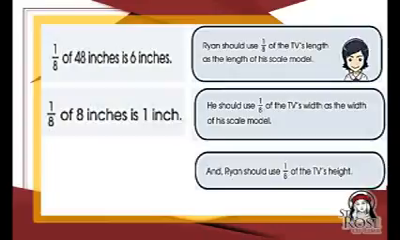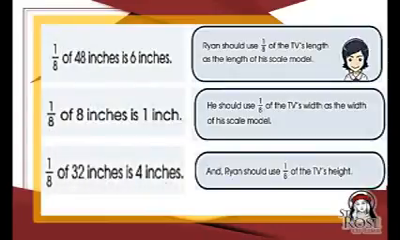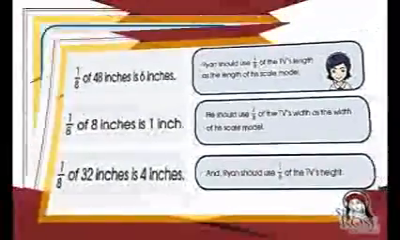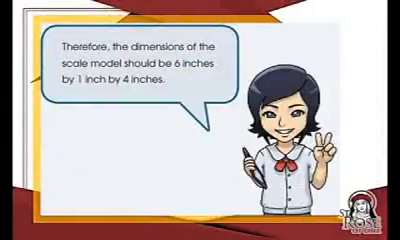And Ryan should use 1/8 of the TV's height. 1/8 of 32 inches is 4 inches, since 1/8 multiplied by 32 is equivalent to 4. Therefore, the dimensions of the scale model should be 6 inches by 1 inch by 4 inches.